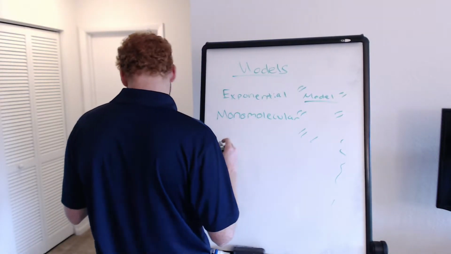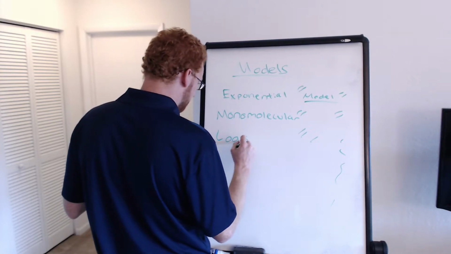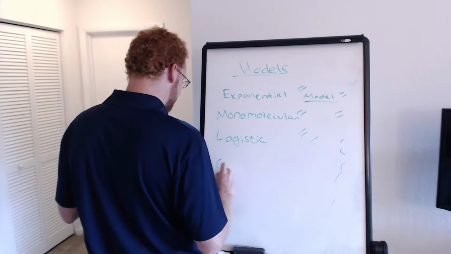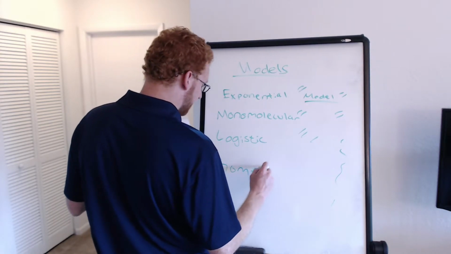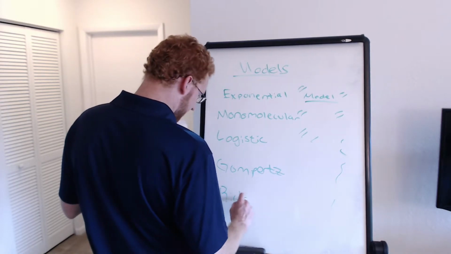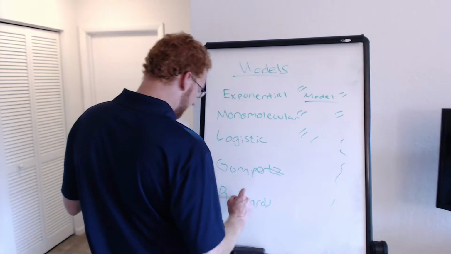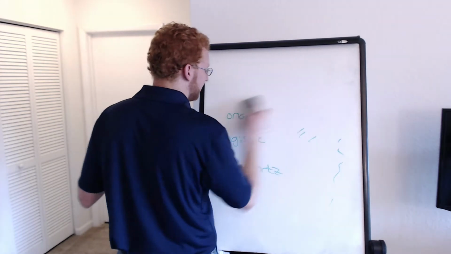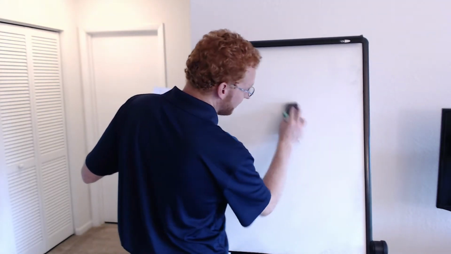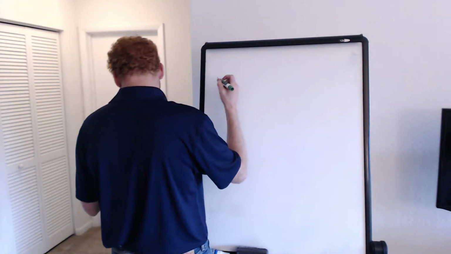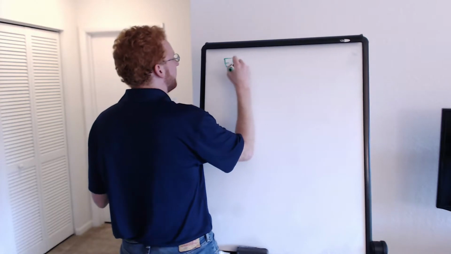Monomolecular, logistic. These names might be kind of scary, but these models aren't actually all that scary, so don't be scared. Gompertz and Richards. Voila. Okay, let's go into them. So the exponential model, you all have probably heard of or seen an exponential growth model, and so it shouldn't be too new to you.